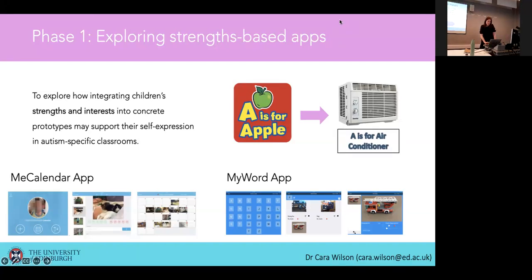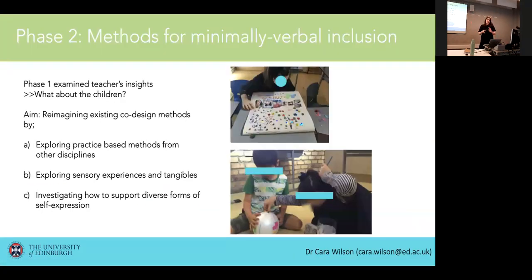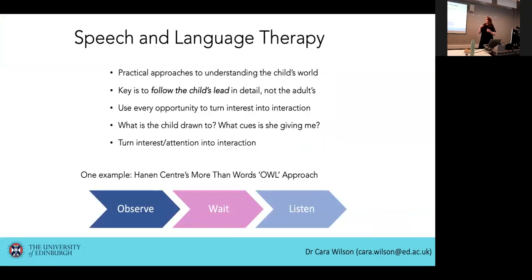So we turned to this field of speech and language therapy. If anyone's familiar with SLT, it's looking at really very practical approaches to understand the child's world and to have interactions in their world in ways that are child-led. So the key here is to follow the child's lead, not the adult's lead. And that means paying really, really close attention, in a way that isn't really done in co-design in other contexts, to what the child's doing, moving towards, looking at, pointing to. What are their actions or their interests or their motivations?